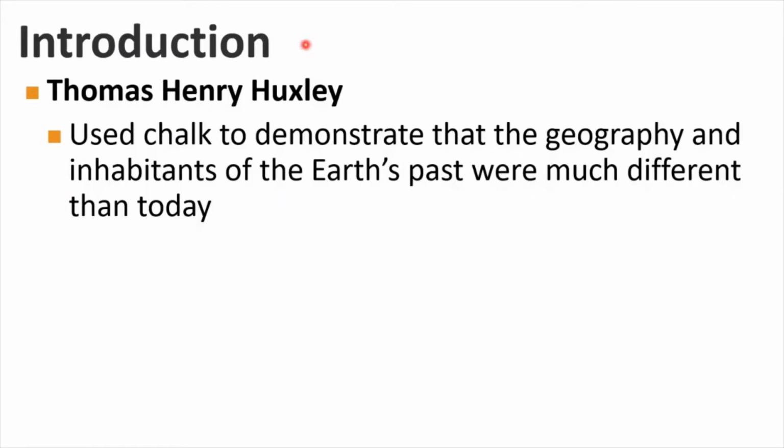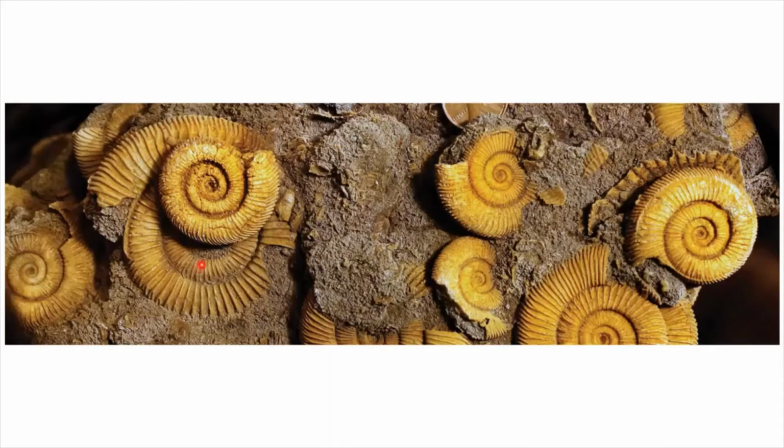Fossils are important clues to Earth's past. So let's talk about Thomas Henry Huxley. He used chalk. Chalk is limestone with microscopic shells, and he used that chalk to demonstrate that the geography and the inhabitants of the Earth's past were much different than today. And these are fossil ammonites, and these are very different from the life we see today, and they give us a lot of context. And that context is showing the evolution of life in the geologic column.